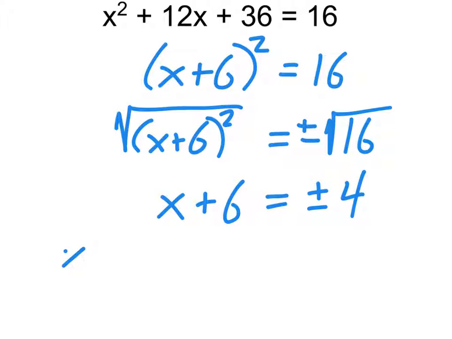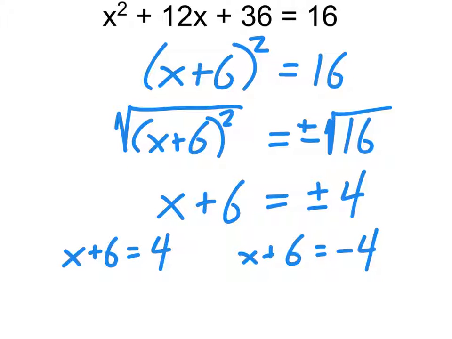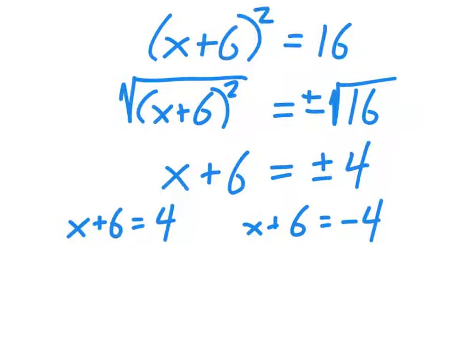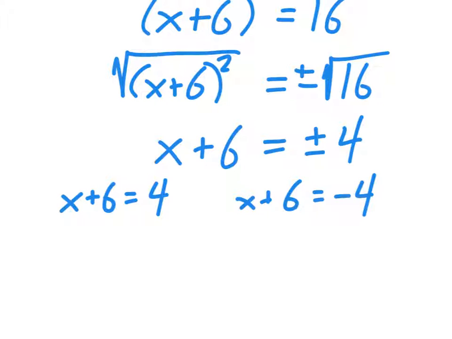I'm going to rewrite it as x plus 6 equals 4, and x plus 6 equals negative 4. Because that way, I'm actually going to be doing it to 4 and negative 4 separately, not trying to do it to this plus or minus 6, which is like two numbers in one, kind of a weird thing.